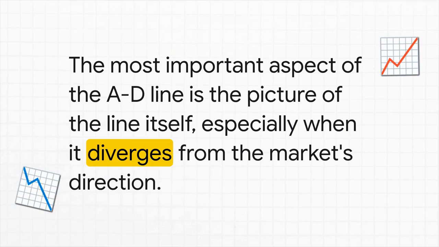So, here's the absolute most important part. We're not looking for some magic number on the AD line. What we are looking for, the thing that really matters, is divergence. This is when the AD line starts to tell a different story than the major indexes. It's a massive warning sign that what you're hearing on the news isn't what's really happening underneath the surface.